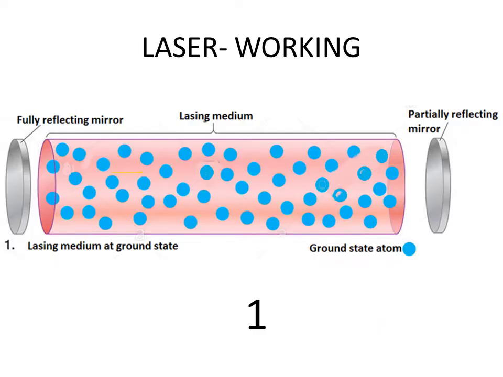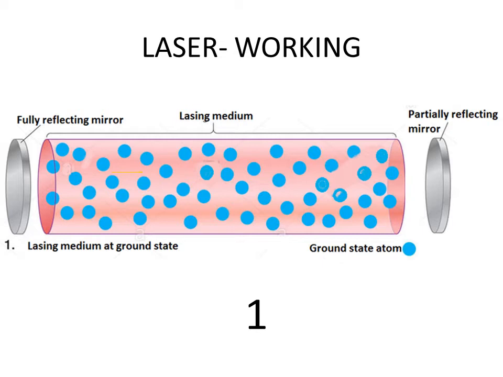Now I will try to explain how a laser works. To begin with, I have used a diagram which I downloaded from the internet. You can see it's a pink color rod, and two gray colored discs are placed on either side. And this pink color rod cylinder is called the laser active medium. It is a material which we use in order to make the laser.